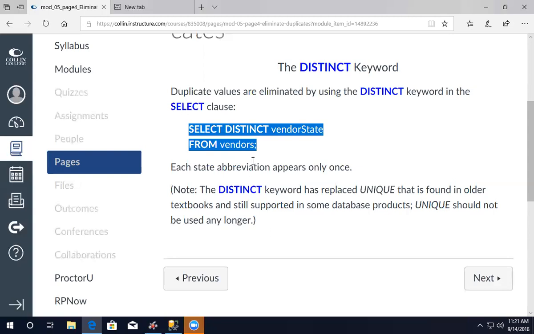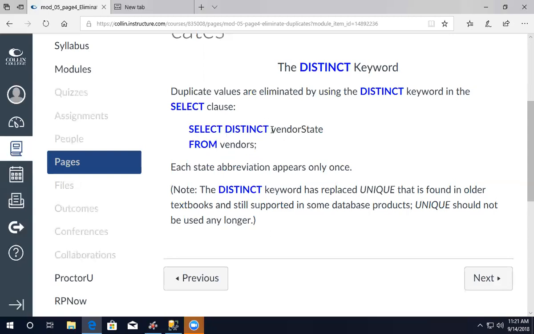So distinct, I don't think you have to put that in parentheses. I think if you did, it'd be okay. But it applies to everything that comes after the distinct, usually to the whole record. In other words, I want to suppress duplicates. Pretty straightforward.